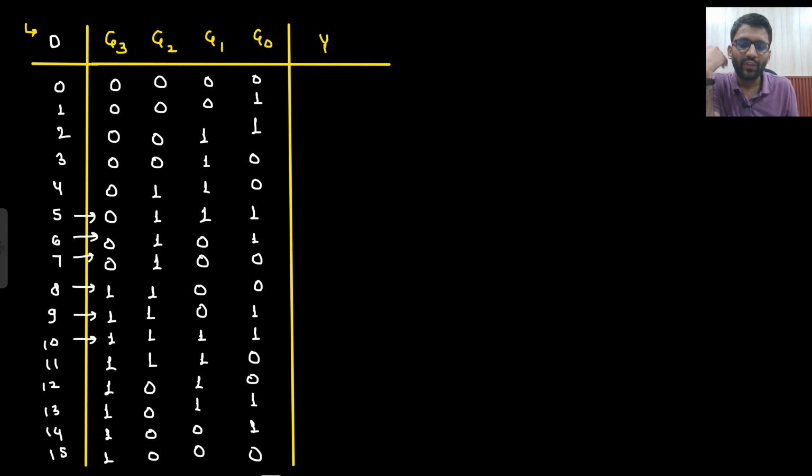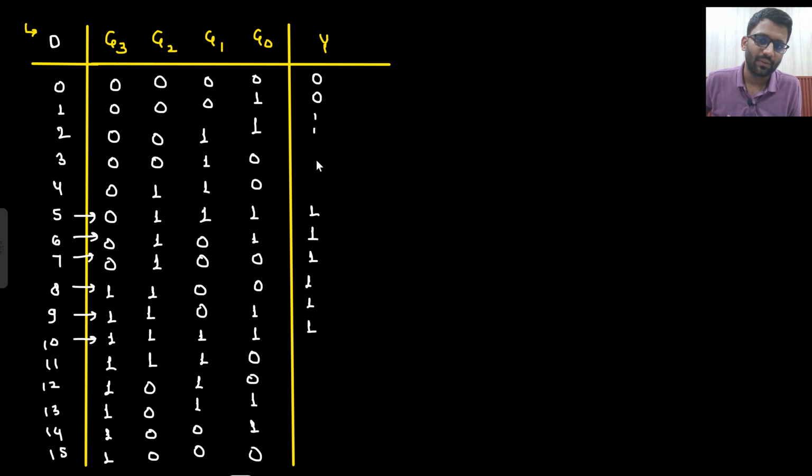So, for which values it will be high? If your decimal equivalent is 5, this will be high. If your decimal equivalent is 6, this will be high. 7 high, 8 high, 9 high, and 10 high. For these values it will be high, for rest of the values it will be low only. Although I could have written 0 for everyone, why am I making this dot dot dot? People will get confused. For all these values it will be low, for these 5 values it will be high.